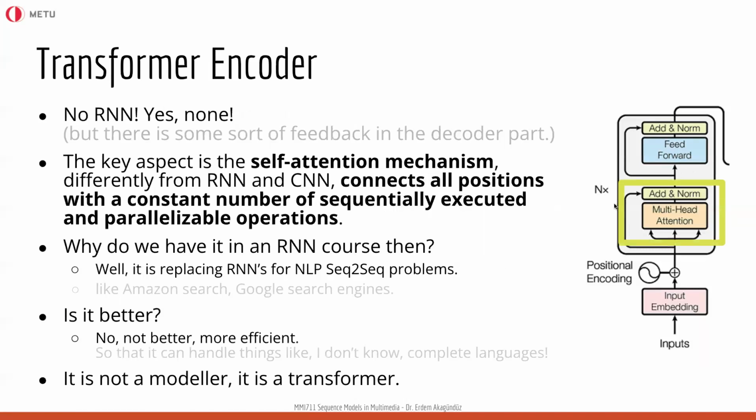No recurrent neural network. None. I mean, there's some sort of feedback in the decoder part we are going to talk about, but for the encoder, there is no recurrency. The key aspect is the self-attention. That's where you model the relation of the sequence. So differently from the RNN or CNN, it connects all positions with a constant number of sequentially executed and parallelizable operations. So it's like mapping each vector of the sequence to each of them.